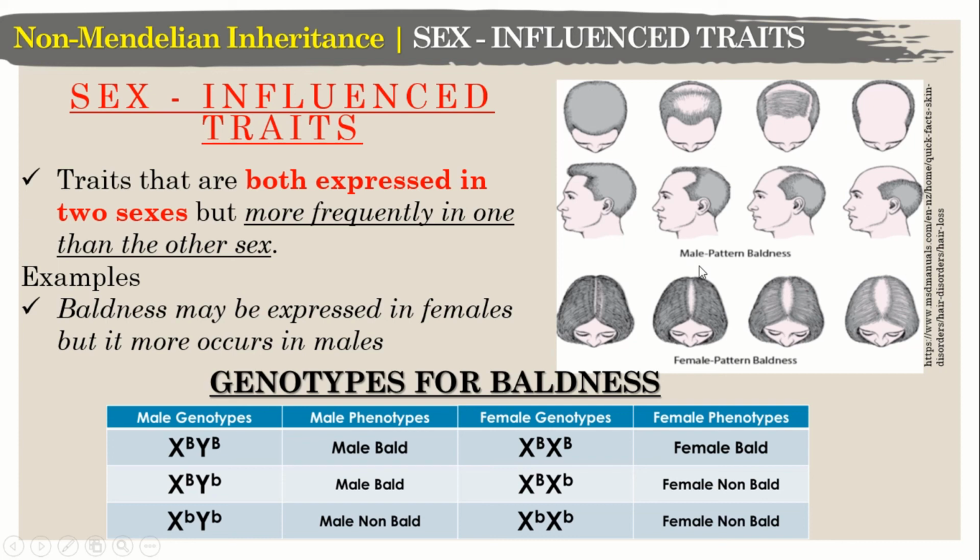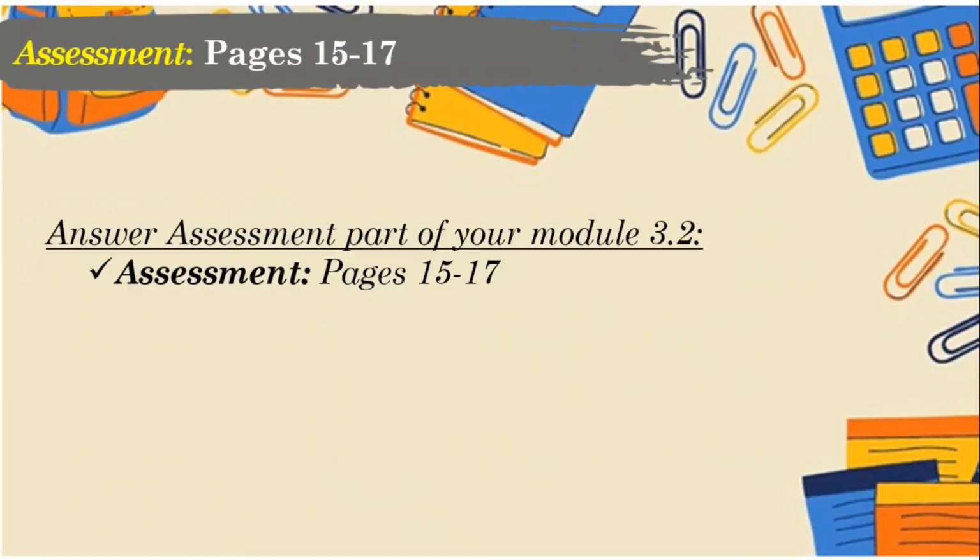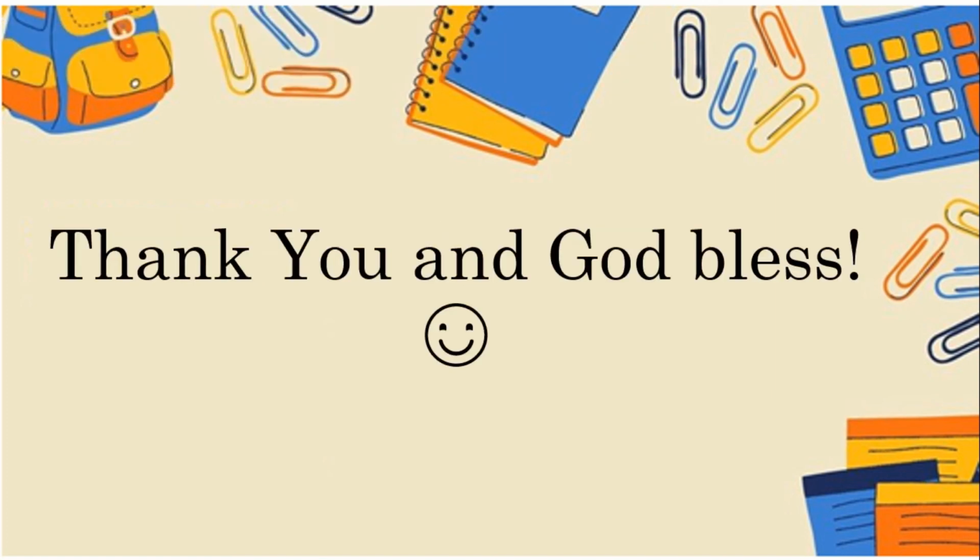So, do you have any questions? Again, sex-linked has to do with traits carried on the sex chromosomes. When we say sex-limited, both have the genes, but only one expresses it. When we say sex-influenced, both have the gene and both express it. So, I hope this helped you and you understand better the lesson in your Module 3.2. You can now answer your assessment, pages 15 to 17. Okay? So, see you soon. Thank you and God bless.